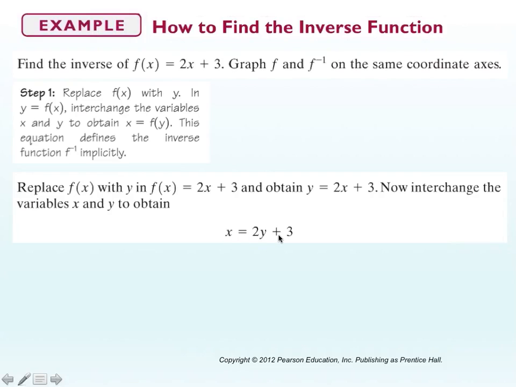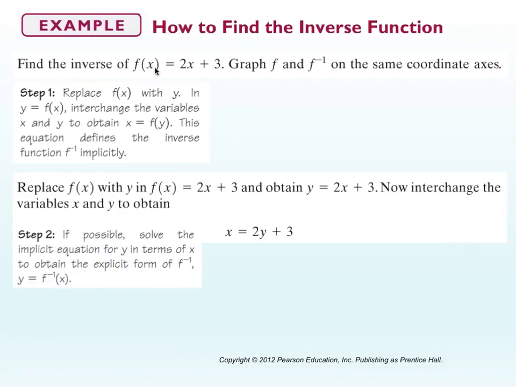So all I do is I rewrite my original with a y instead of f of x, and then everywhere I see an x, I put a y, everywhere I see a y, I put an x. Then step 2 is, if it's possible, to solve the implicit equation for y in terms of x to obtain the explicit form of f inverse.